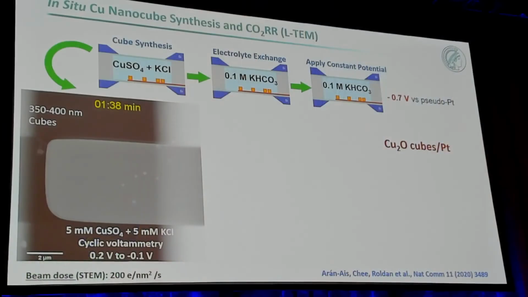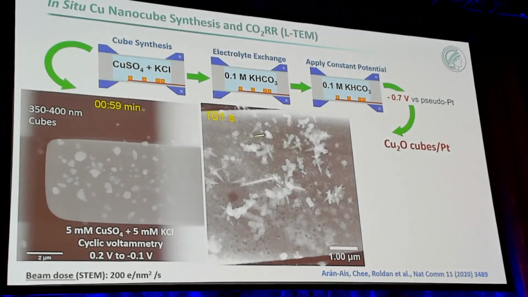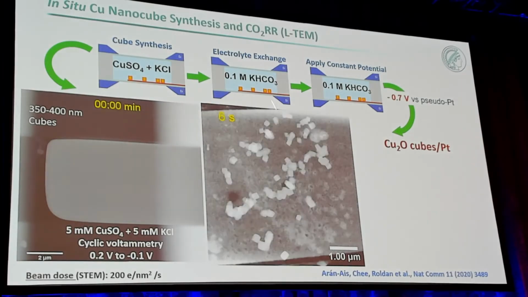We look with transmission electron microscopy in the liquid environment. And you see here the possibility of doing the synthesis in the transmission electron microscope, then exchanging the electrolyte, and then looking at what is happening with your material under potential control. So these are the copper oxide cubes, and this is CO2 electroreduction. We are working under these conditions, also potassium bicarbonate electrolyte, and look at the dynamics here.